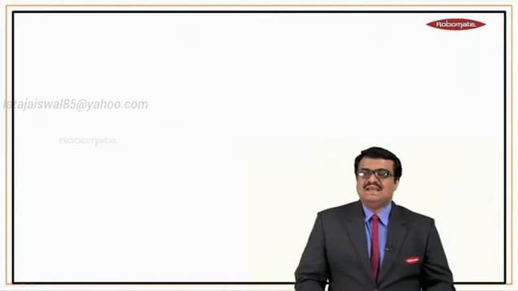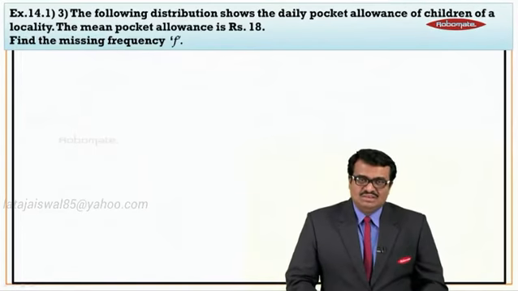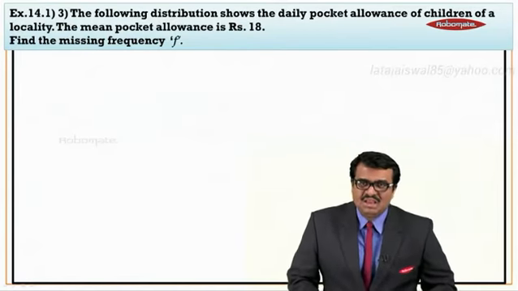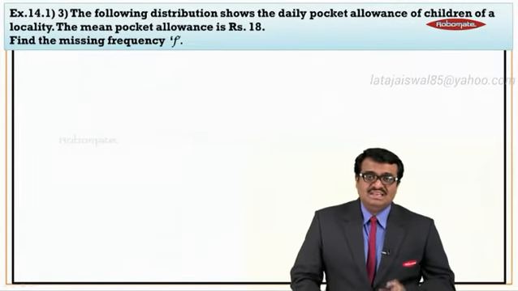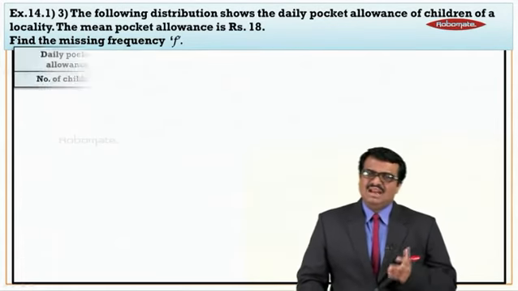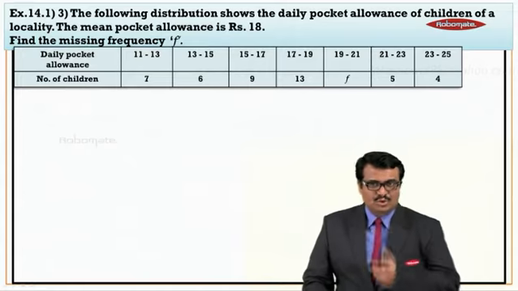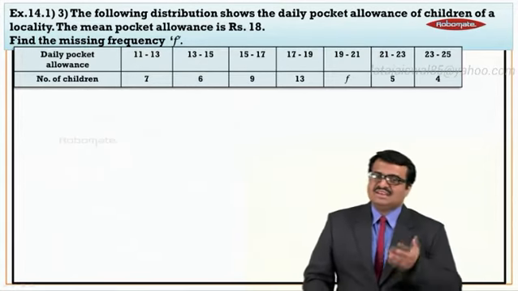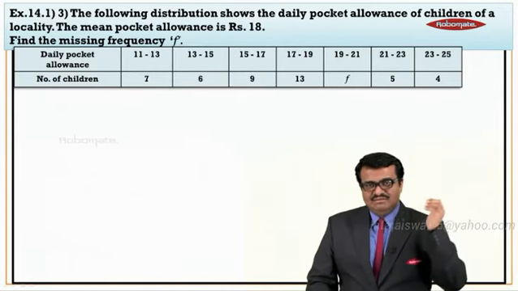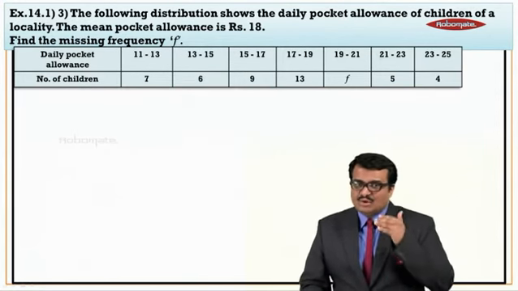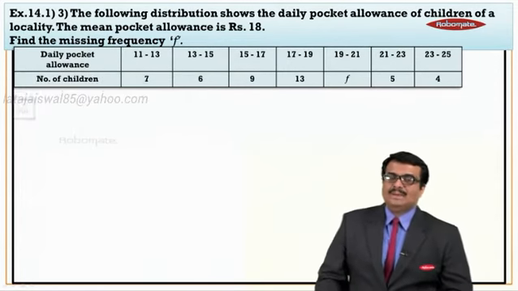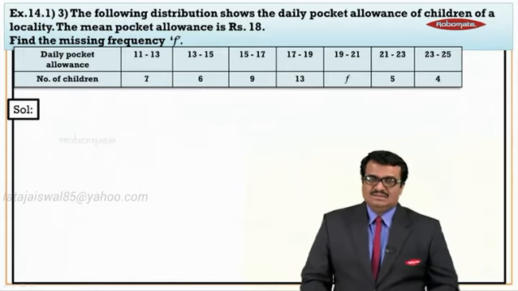Let us take up the next sum. The following distribution shows the daily pocket allowance of children of a locality. The mean pocket allowance is rupees 18. Find the missing frequency f, and they have given one table. The first row is daily pocket allowance, and the second row is number of children. In the first row, it is 11 to 13, 13 to 15, 15 to 17 and so on. The second row, number of children, is 7, 6, 9, 13, f, 5, 4. So we'll start the solution.